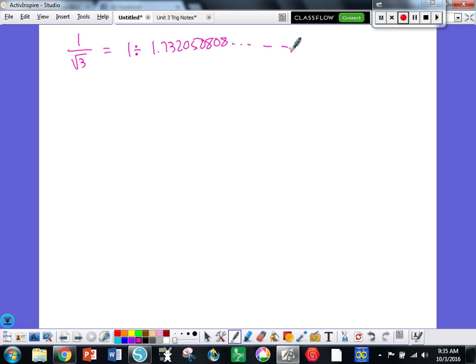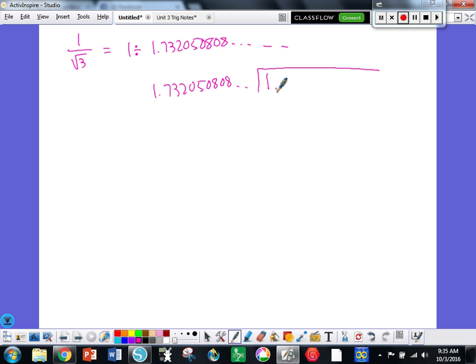And it keeps going, right? Now, if we were going to jump back to the 3rd grade and do this long division, this 1.7320508080 would go on the outside of the little division thing, and the 1 would go inside the division thing. Is that going to be an easy or a hard division problem? Immensely hard division problem, right?